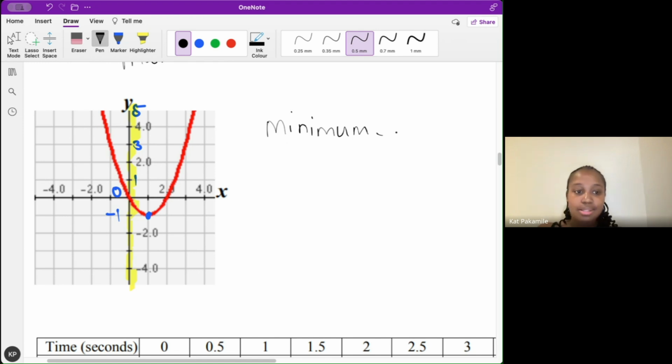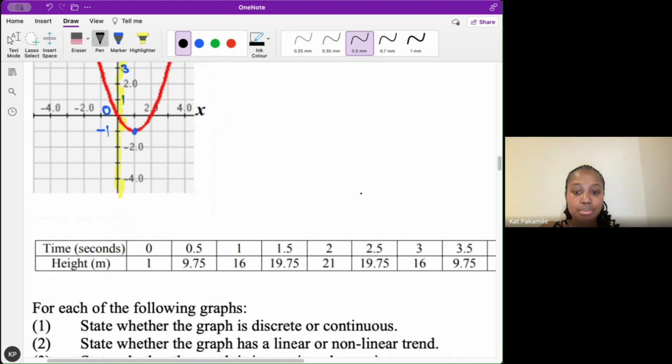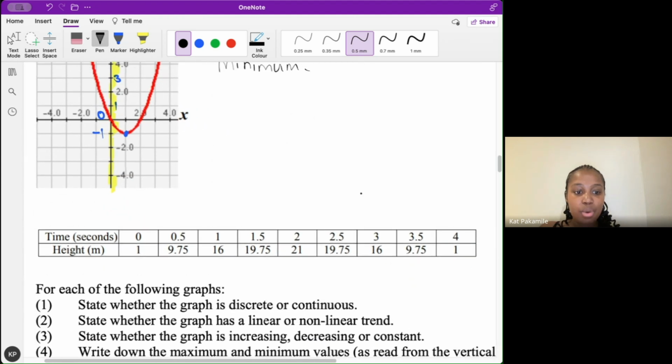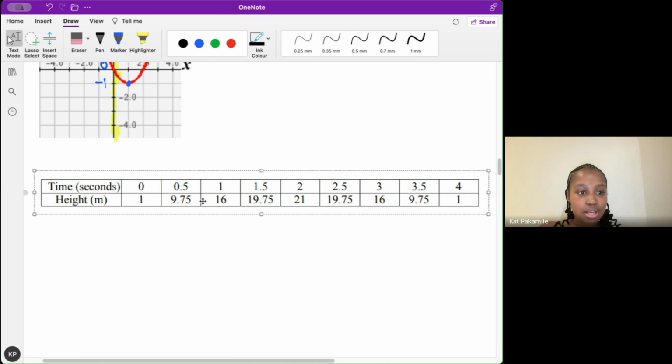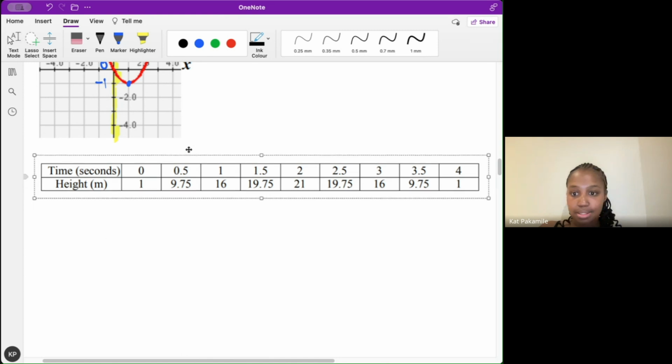Okay, are we getting this? Is it getting into our minds? Now let's look at this example. We have a table here. I just want to clarify that we're looking at the table. We have a table and it has time and height.